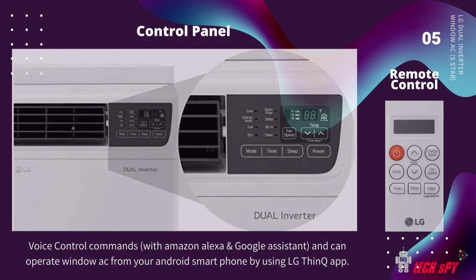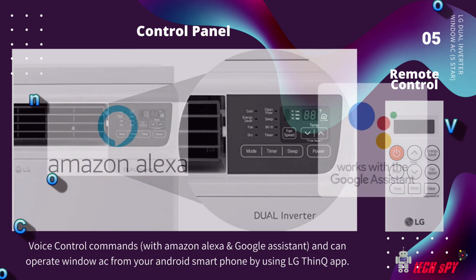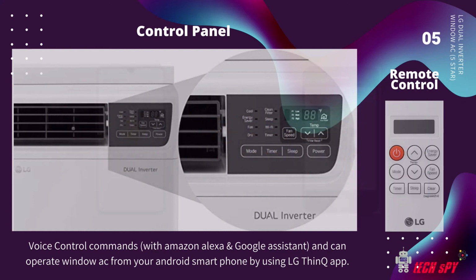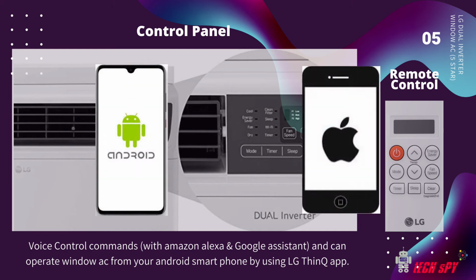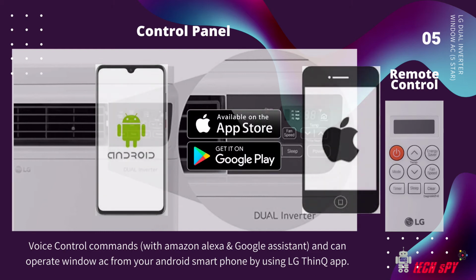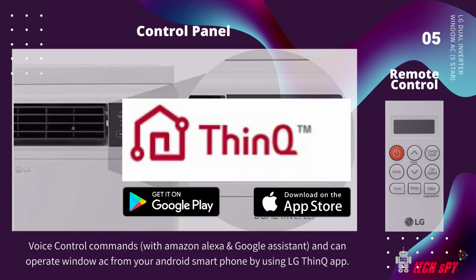One more thing I want to tell you about this LG Dual Inverter Window AC, which are 5-star models. I'm only talking about the 5-star model in my video. This comes with voice control command. If you have an Alexa device or Google Assistant device in your home, you can control it through voice. And if you are using an Android phone or an Apple phone, through the Google Store or the Apple Store, you can download the LG ThinQ app and control it remotely. There are so many functions in that software. I will make a separate video on it.